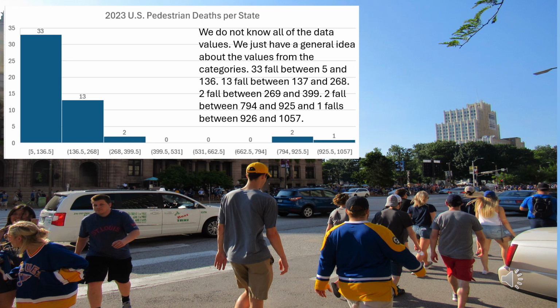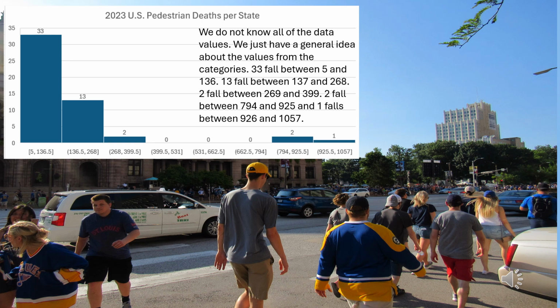This is data that is very skewed to the right. So there was a big gap where there aren't any states with those values. And then 2 states had between 794 and 925 deaths. And then 1 state had between 926 and 1057. That actually happened to be California, that has a really high population, and so it drives up the pedestrian deaths just by natural higher numbers of people.